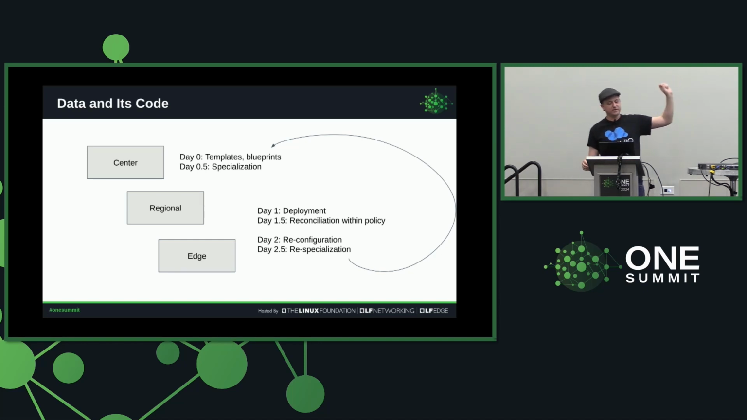So day 0 starts in the center. That's where our templates and blueprints are. So that's where we should run the specialization code, exactly what we do in Nephio, right? And for day 1, when you deal with the actual deployment of these custom resources to the workload clusters, that's where you run operators there. Again, exactly what we do in Nephio, or at least we encourage to do in Nephio, and hope to provide an SDK to make it easier to create these operators, right?